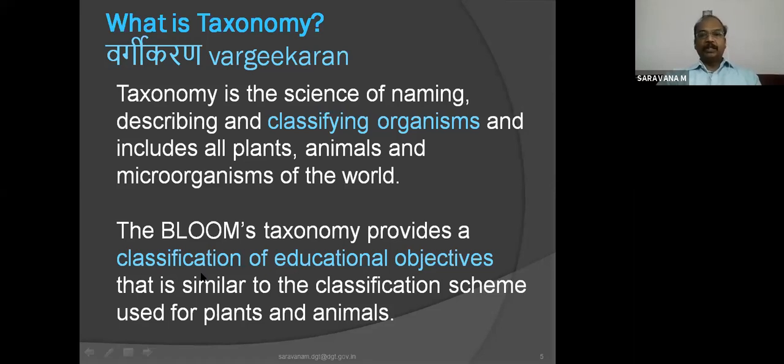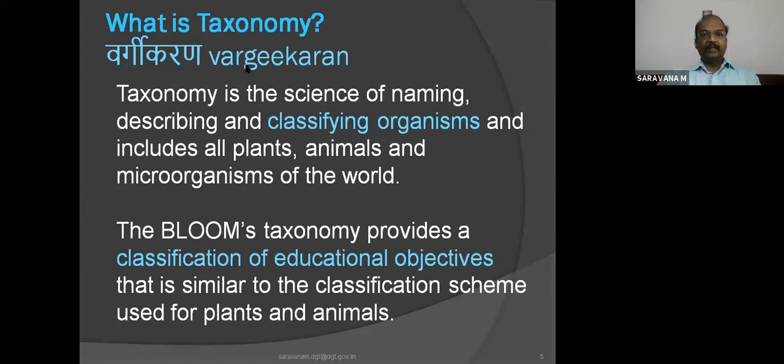The Bloom's taxonomy provides a classification of educational objectives that is similar to the classification scheme used for plants and animals. As I told you, animals are any living organisms, plants, we can classify in detail each and every part of the plant or an animal or any organism like that. In the educational field also, human development can be classified into three categories, like knowledge and skill and attitude. So all these are coming in the three domains, that is cognitive domain, affective domain and the psychomotor domain. Let us see how it has been.